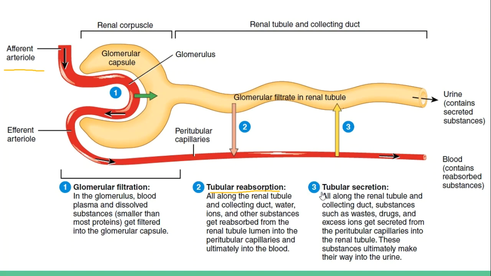Now, looking at tubular secretion, all along the renal tube and collecting duct, substances such as waste, drugs, and excess ions get secreted from the peritubular capillaries into the renal tube. These substances ultimately make their way into the urine. Here in the diagram, the glomerular filtrate in the renal tube becomes urine, which contains the secreted substances. The blood contains the reabsorbed substances, such as glucose, salts, and amino acids, and proceeds to the body to be used since they are useful, while the rest has to be excreted.